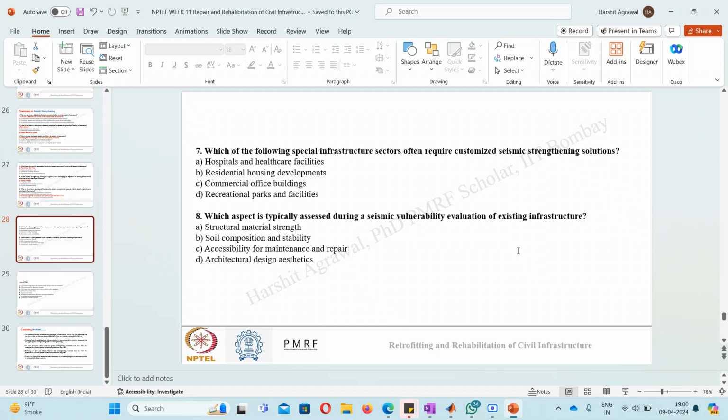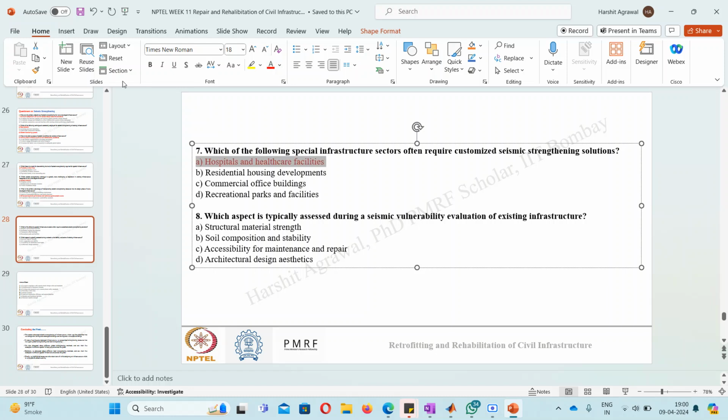Okay, so let's see the answers for these two questions also. Which of the following special infrastructure sectors often require customized strengthening solutions? Hospital and healthcare, residential building, commercial office, or recreational park? Among these categories, hospital and healthcare facilities often require seismic strengthening solutions. Why? Because they are more critical and more associated with human life. So they are basically critical structures. They need some special requirements initially during the design only, so that there is no loss of life due to a seismic event later on.